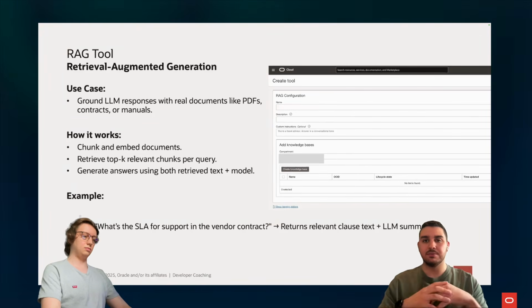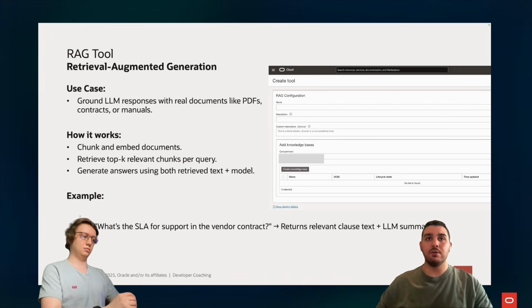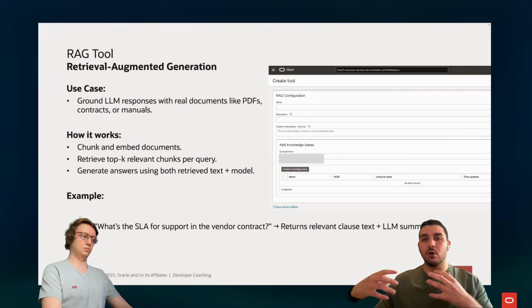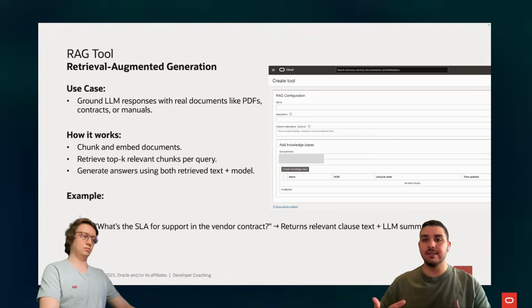In essence, it's splitting up the documents and converting them into a language or an interpretation that the LLM can understand. And then when you ask a question, it's able to generate the answer using both the retrieved text that it's identified relating to your question and also the actual model that the LLM uses. And beyond this as well, you can extend this to certain groups and criteria.